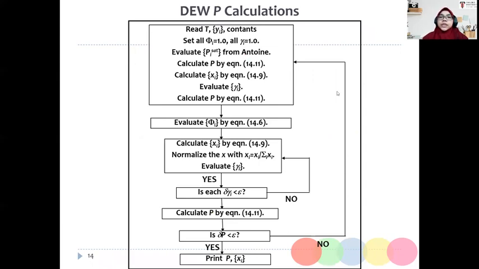Okay, for the dew P calculation, that means the composition in the vapor is given, and P is to be found. If P is given instead, that means we need to find the temperature. What is the temperature? By using the Antoine equation, we may calculate the temperature.